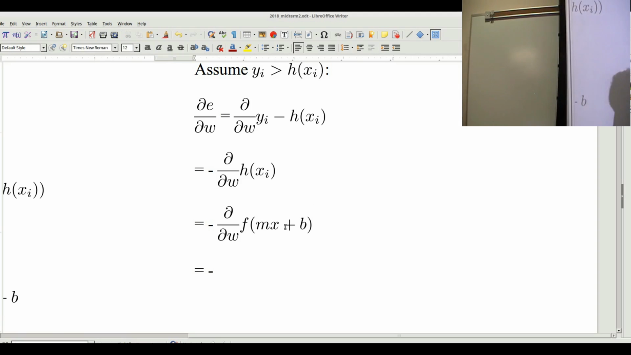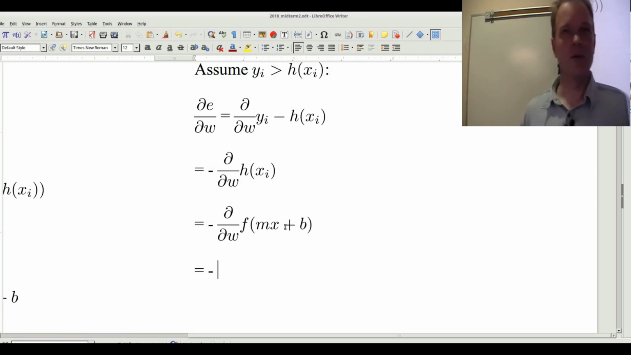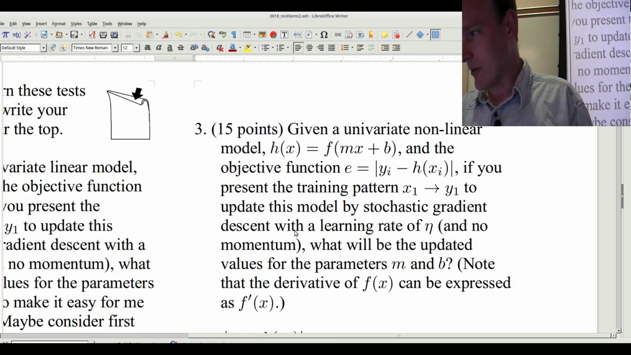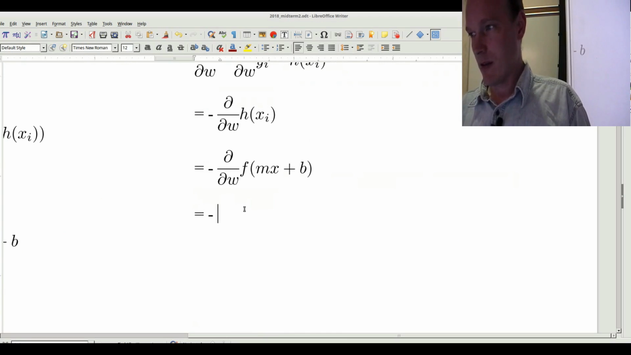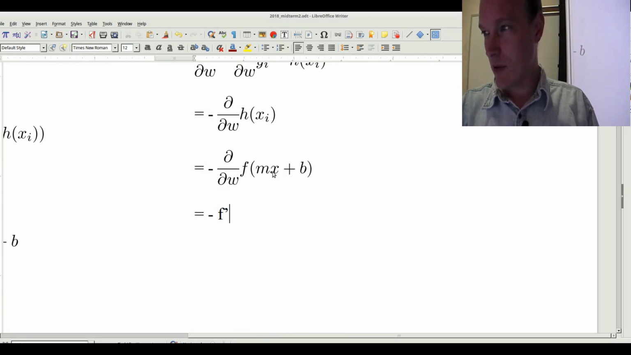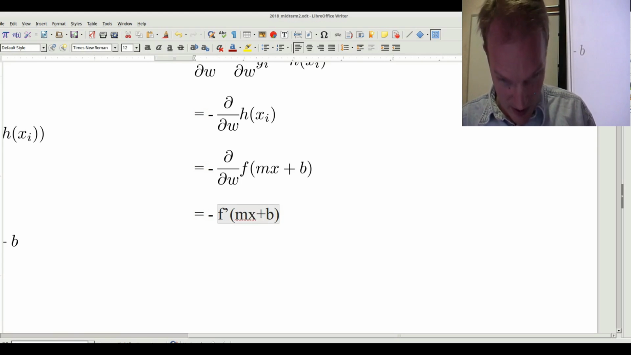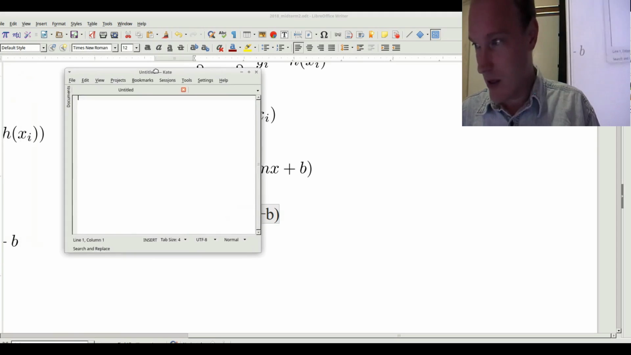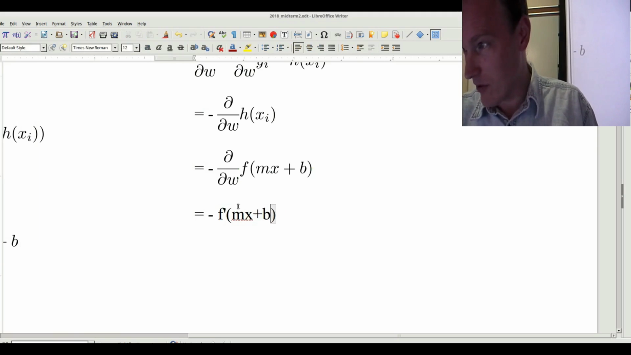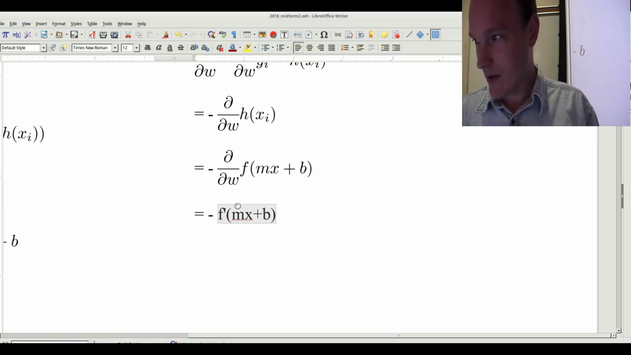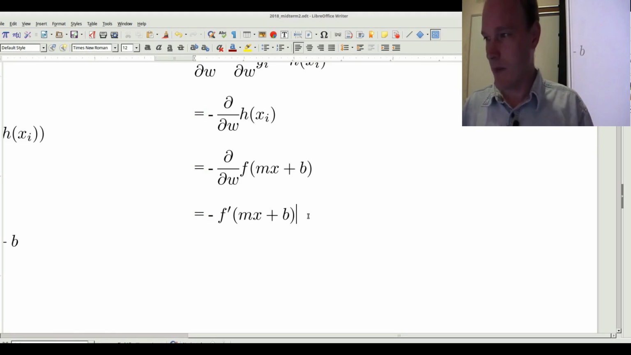Now, how do you differentiate f? What do we do? Again, we're going to use the chain rule, and there's a hint right here. The derivative of f can be expressed as f prime of x. Well, the derivative of that simply reduces to f prime of mx plus b. And I have a problem because it used an intelligent quotation mark, and I need a dumb quotation mark, so I have to copy it and paste it so it doesn't throw off my LaTeX editor. There you go. Okay.